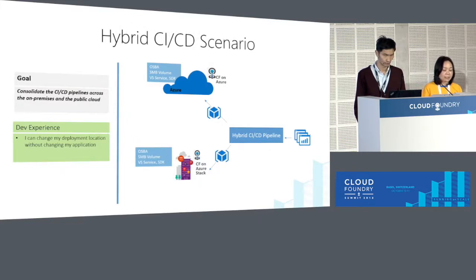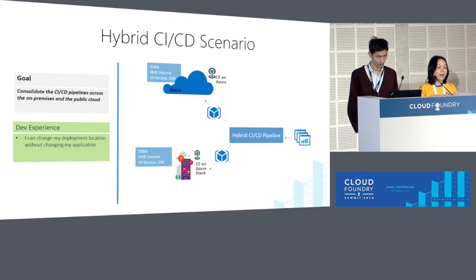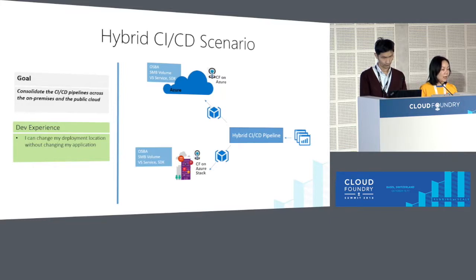So before we go through the demo, there are two scenarios. It's the implementation of the use cases we just mentioned. One is the hybrid CI/CD scenario. This is what Thomas will demo. And the goal is I'll have one pipeline and one single source code. And then you can run this application on Azure and Azure Stack. So you can first test on-premise and then push to the public cloud, or you can choose the public cloud first and test that and then push to the on-premise. Both are supported.